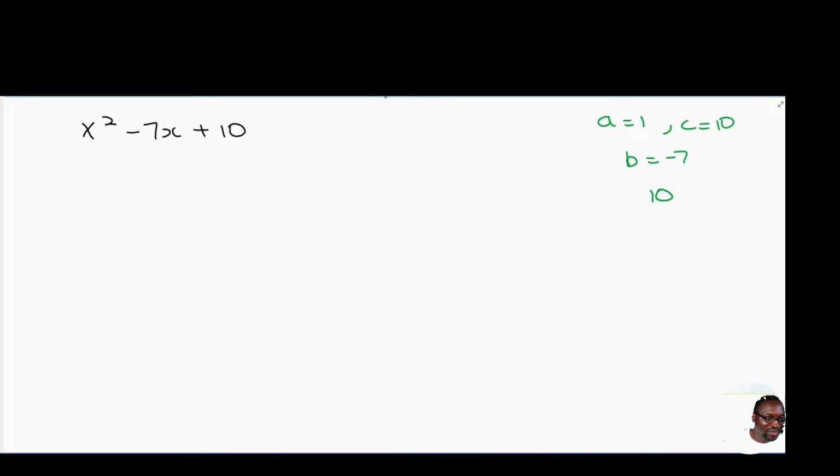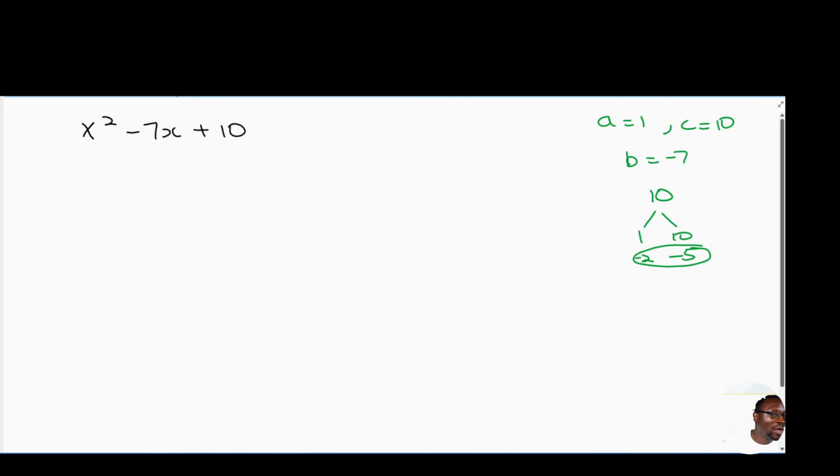that give us a sum of negative 7. Now, when you have this type of question, when you have AC as a positive value and B as a negative value, it simply tells you that both factors of AC will be negative values. So what I'm going to look for is most likely our set of factors will be 1 and 10 and 2 and 5. So here we can see that this can get you to 7. So we're going to put a negative before each of the values.